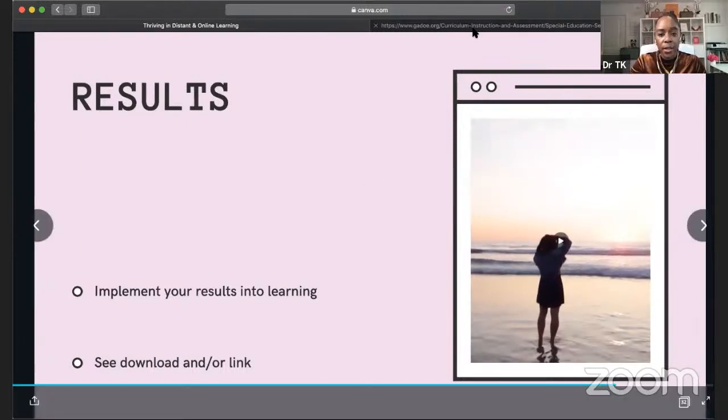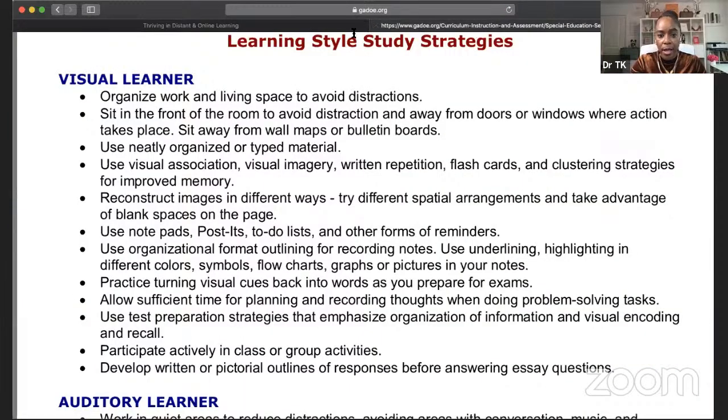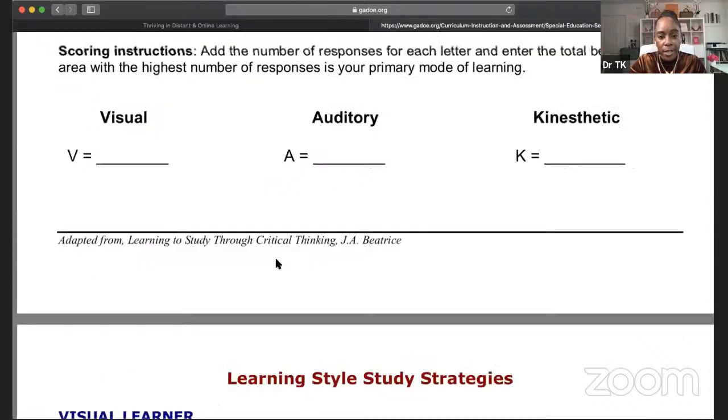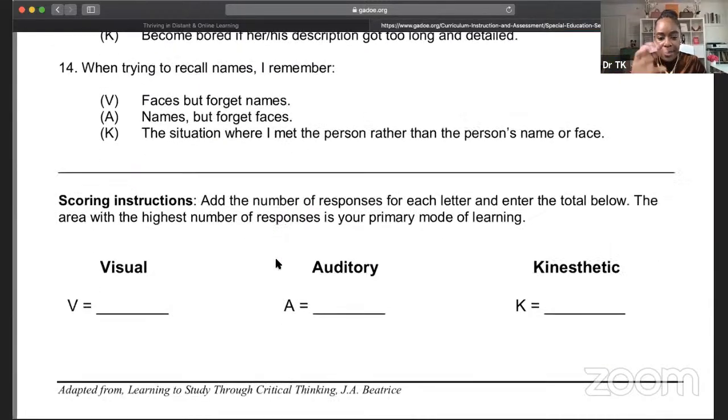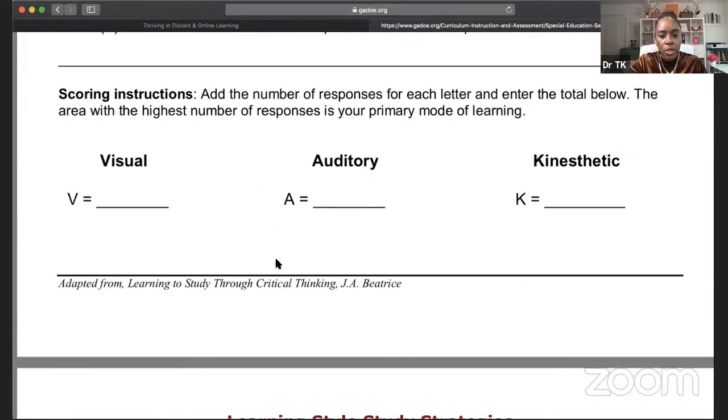I believe my screen should still be shared, and you should see something that says learning style study strategies. So the goal here is that now that you know your learning style, the handout that we're going to make accessible to everyone who's watching now or later, we'll just upload the link later, gives you tips from this quiz. Because here's the quiz right here. I just copied and pasted it into the PowerPoint.